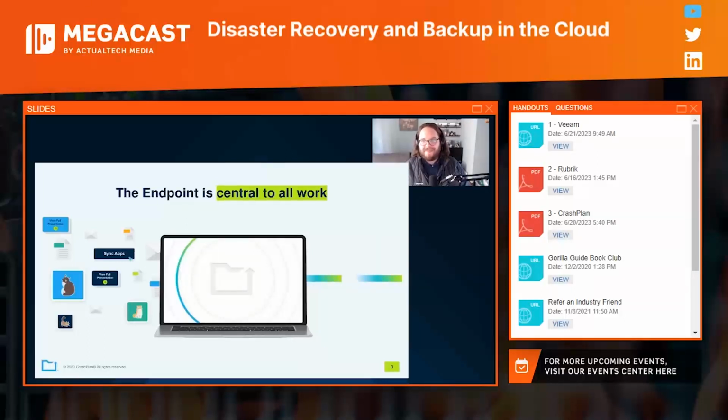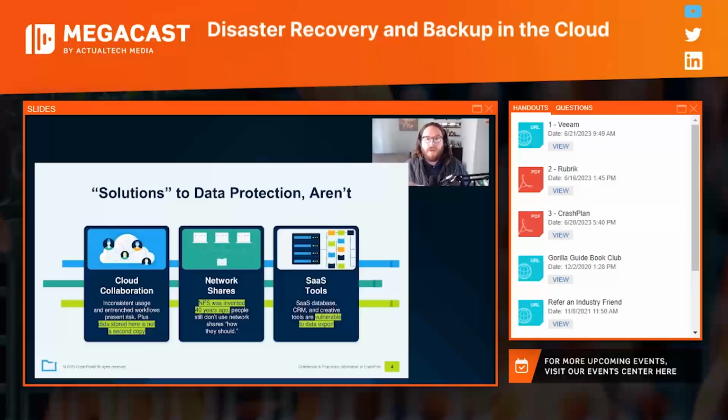There is a place where all of this data lives that you could just grab it from there and seamlessly upload it and protect it for your business. So that's why we believe that endpoint backup is crucial, because the endpoint is central to all of the work that you do. Now, I'm going to talk quickly about some solutions that people are using to the data on the endpoint problem and protecting that data.